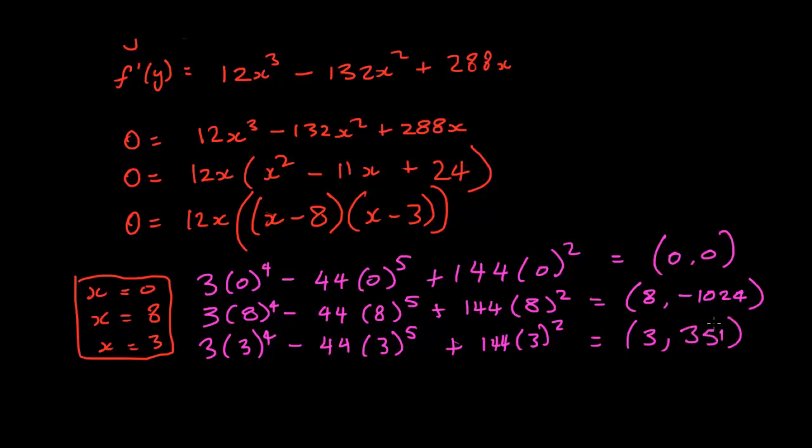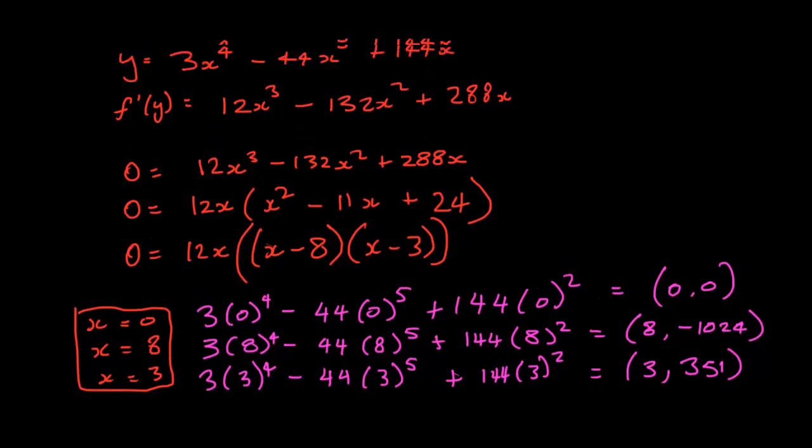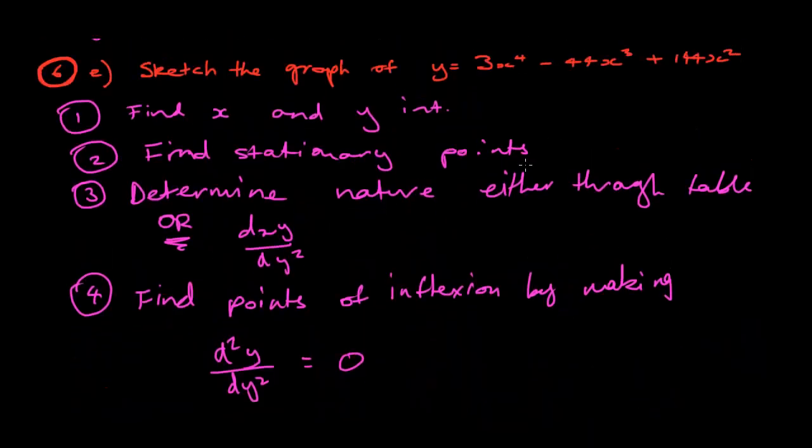Okay, so these are our three stationary points. Now we actually have to see if the concavity changes in these points. We have to determine their nature. So if we refer back to this, do you know how I said find stationary points and determine their nature? We can either use the table or d2y/dx squared. The easier option in this case is obviously this.